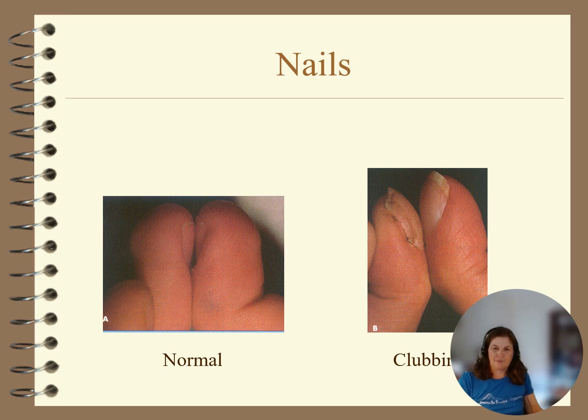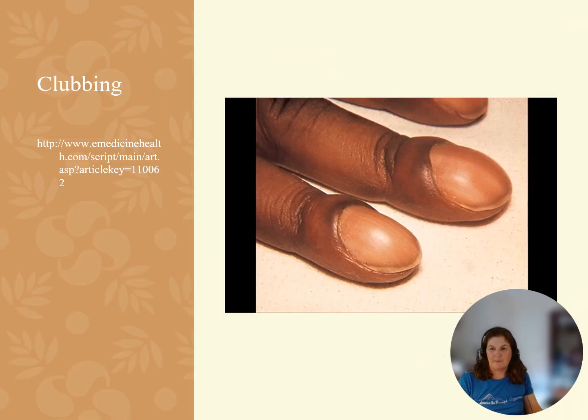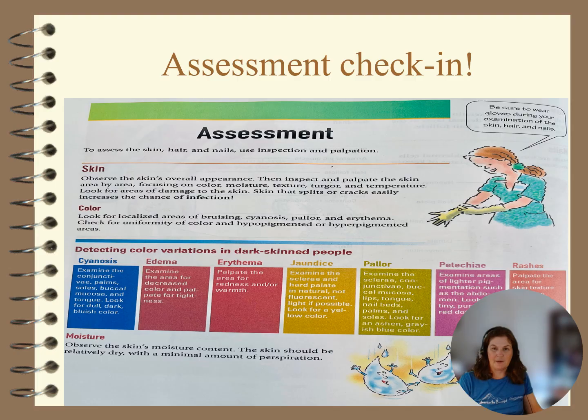Okay, normal versus clubbing. You see the curving on the clubbing? That can be attributed to a lack of oxygen circulation. It can be hereditary. It can also be caused by cardiac or pulmonary disease. In children, it can be caused by cyanotic congenital heart disease, cystic fibrosis, and inflammatory bowel disease.